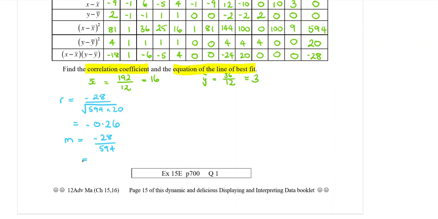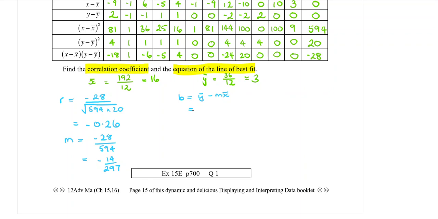Now that does not make a very nice number. I left it as a fraction, so -14 over 297. I found the gradient. I also need to find a y-intercept. There was a formula that we had, which was y bar minus m x bar. That's a short one, I'll write that one down for you.